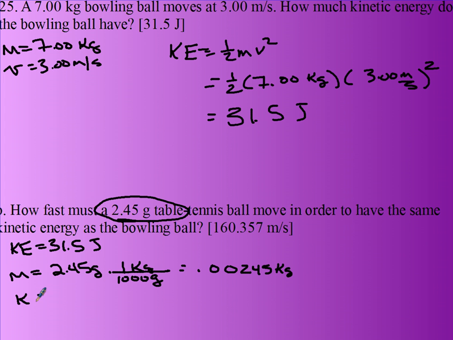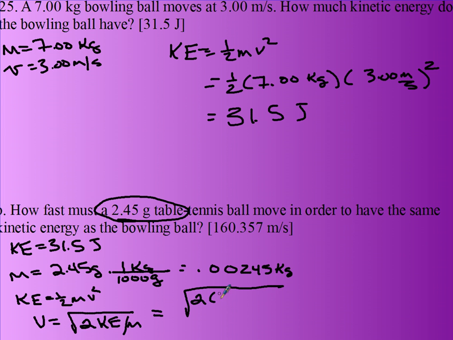So I know the kinetic energy is 1/2 mv squared. Solving this for v, v is the square root of 2 KE divided by m. So this is the square root of 2 times 31.5 joules divided by 0.00245. Make sure this whole thing is under your radical. You get 160.4 meters per second.